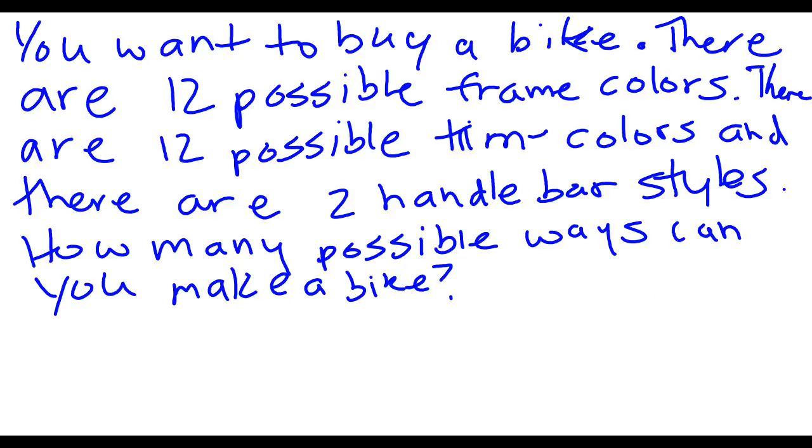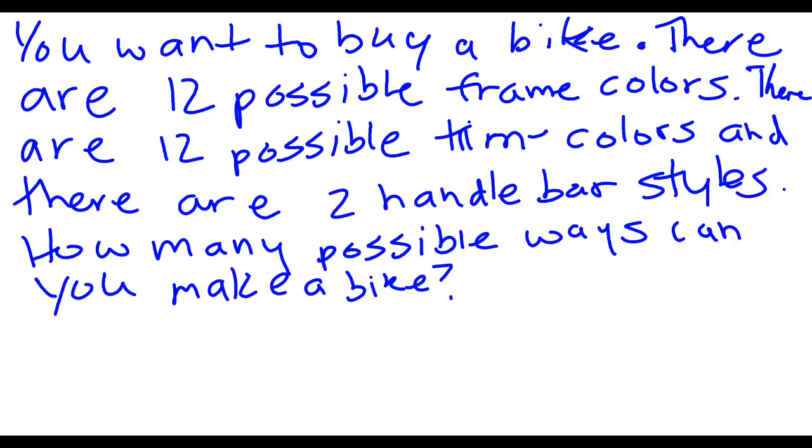So now I'd like you to try this problem. You want to buy a bike. There are 12 possible frame colors. There are 12 possible trim colors. And there are 2 handlebar styles. How many possible ways can you make a bike? So basically, how many different combinations are there for this particular bike?